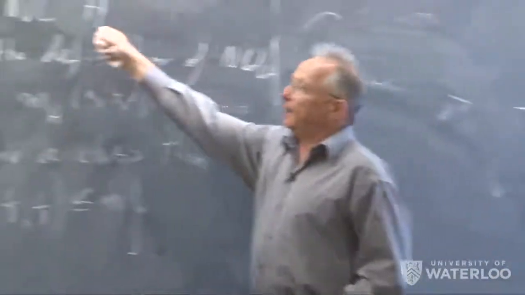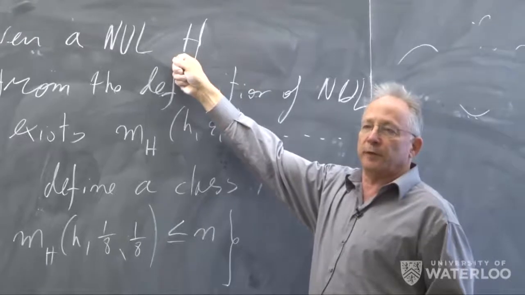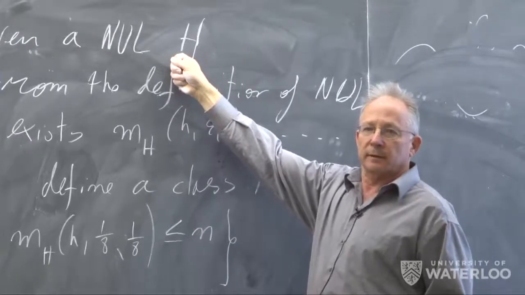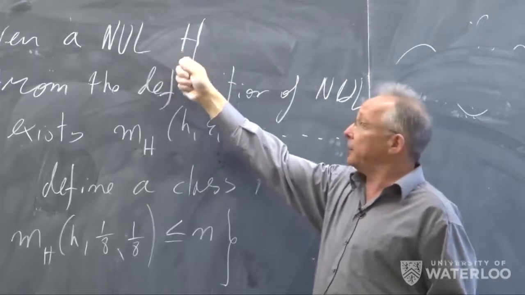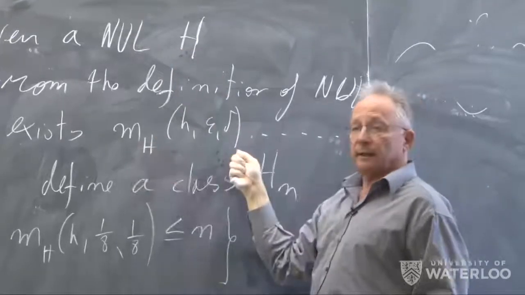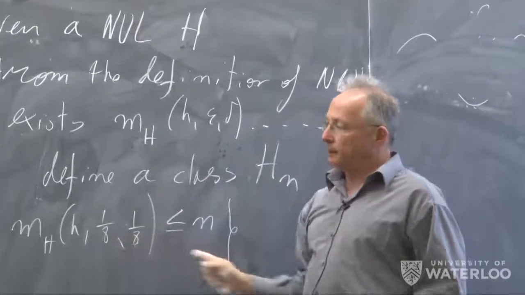So I have a class H. All I know about it is it is non-uniformly learnable. I don't know anything more than that. But the definition tells me if it's non-uniformly learnable, then I have this function mH. If I have this function mH, this definition makes sense.